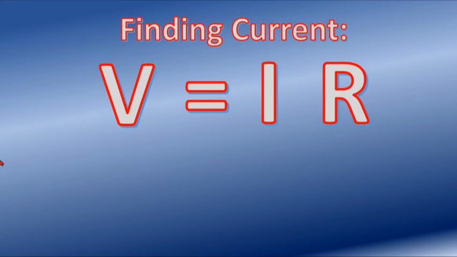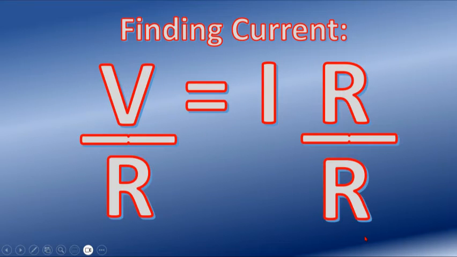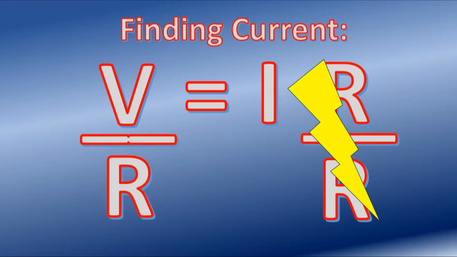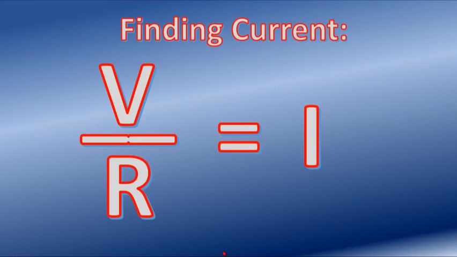But what if we're finding the current, not the voltage? What if we already know the voltage and we were trying to find the current? So we have to isolate I. Just do a little bit of algebra on Ohm's law. You divide both sides by R. Those cross out on the right side, and you get that I is equal to V over R.